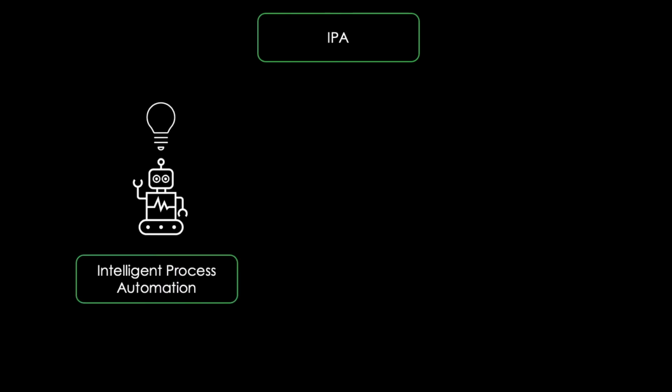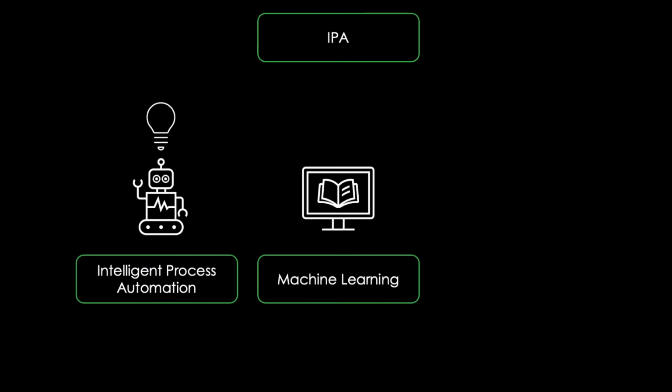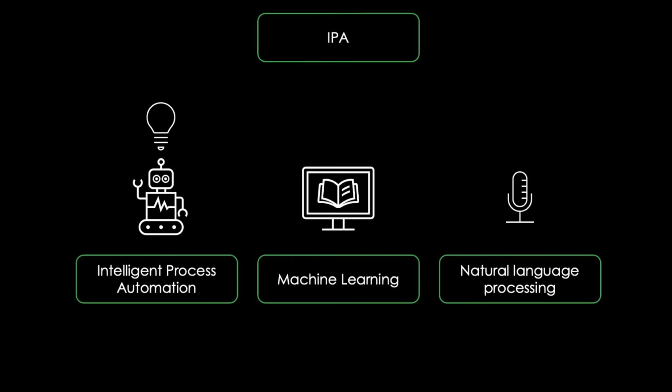IPA, on the other hand, stands for Intelligent Process Automation. This kind of technology has the ability to not only mimic human interaction, but also learn from it. Meaning that it literally improves over time. Therefore, IPA uses technologies such as machine learning or natural language processing. You can think of IPA as advanced RPA, added with some degree of intelligent behavior.